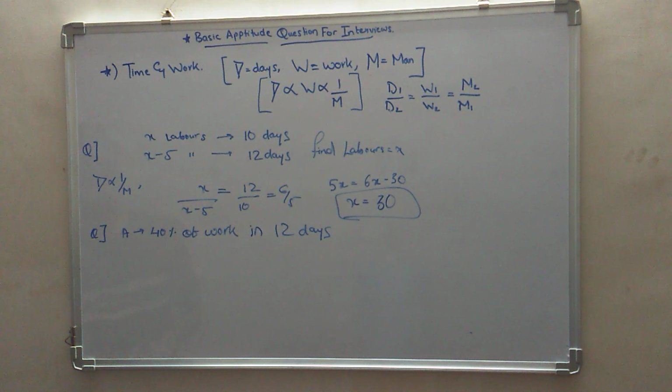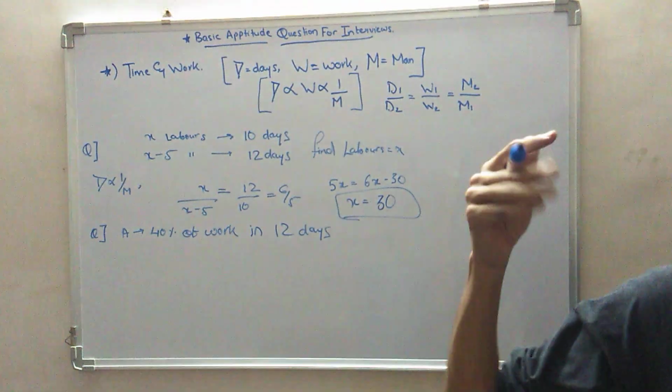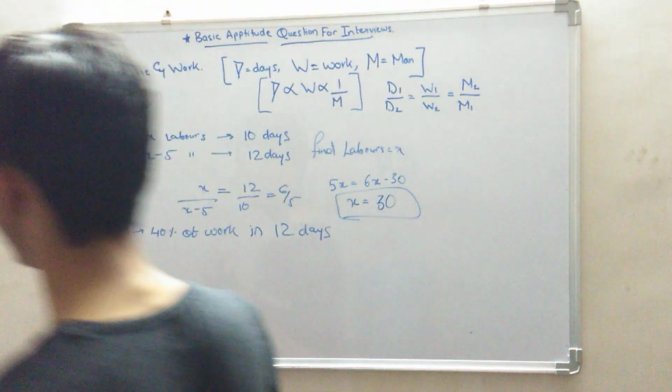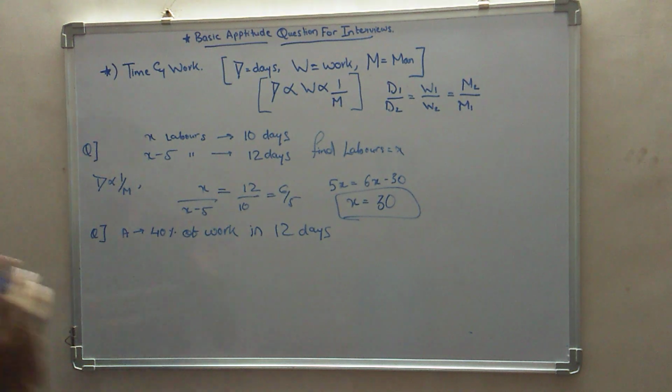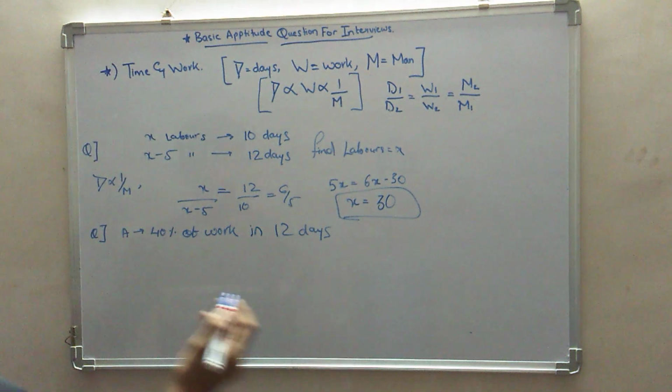Then see, this is somewhat important. If a man does 40% work in 12 days, what number of days will he require if he needs to do the work 5 times?